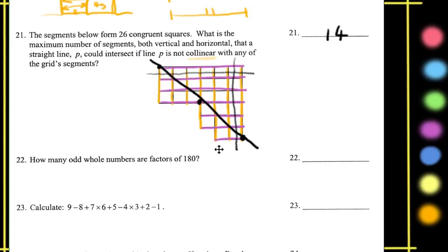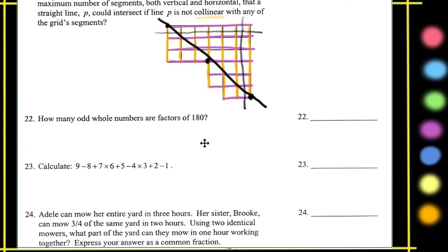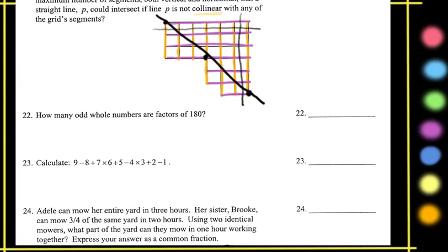It says how many odd whole number factors are factors of 180. So when they ask you how many factors a number has, hopefully you remember how to do that. Basically, you start by taking the prime factorization. So there's going to be a bunch of 2's, right? There's going to be 2 to the third power. That's 8 and 45. It's going to be left over if you divide 180 by 8.